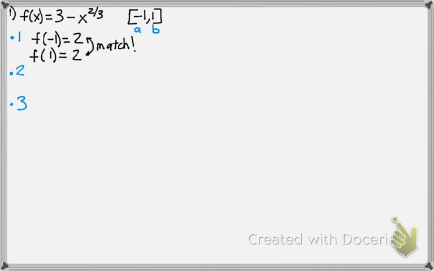The second condition, or the second hypothesis, says f is continuous on the closed interval a to b. So if we look at our function, that is defined on that interval. That is continuous on that interval. So f is defined and continuous on the interval.